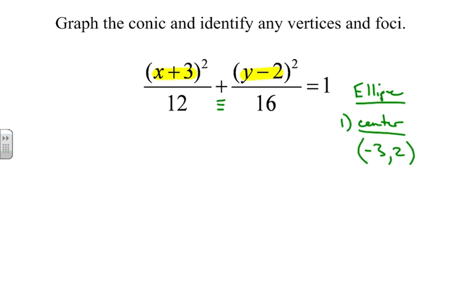So we go over here, and we're going to graph this out. I'll put it in blue. All right. And we're going to go negative 3 and 2. So 1, 2, 3, 1, 2, and here's our center.